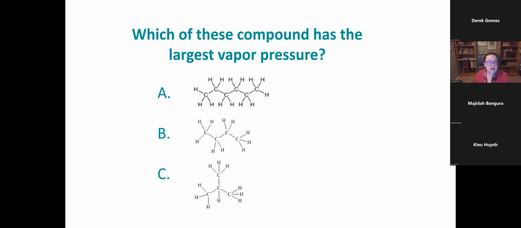Do any of these have hydrogen bonding? No, not at all. None of them do. All right. Are any of them polar? Are any of these polar? That would be the next strongest kind of force.